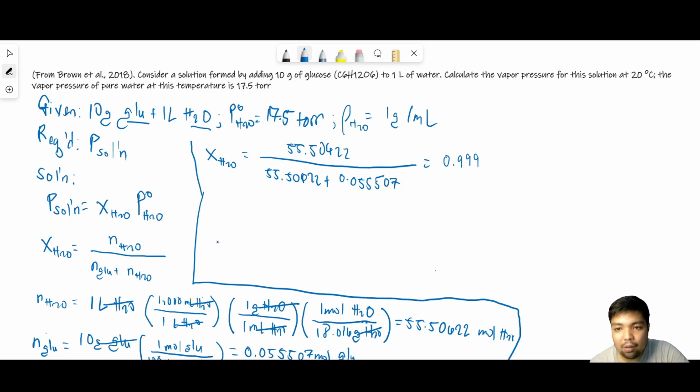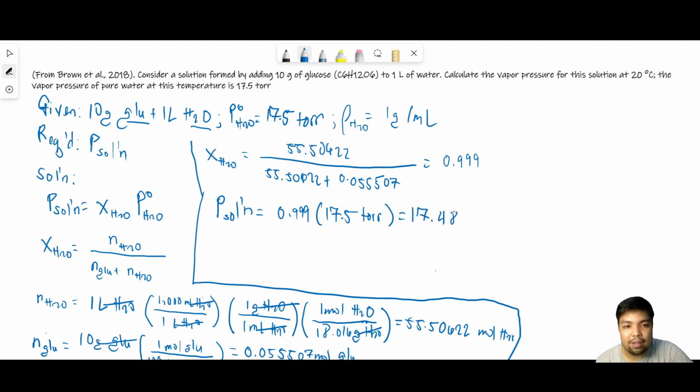So we can now solve for the vapor pressure of the solution, which is equal to 0.999 multiplied by 17.5 torr, which is equal to, rounded off to four significant figures, 17.48 torr. So this is the vapor pressure of the glucose solution in this problem.